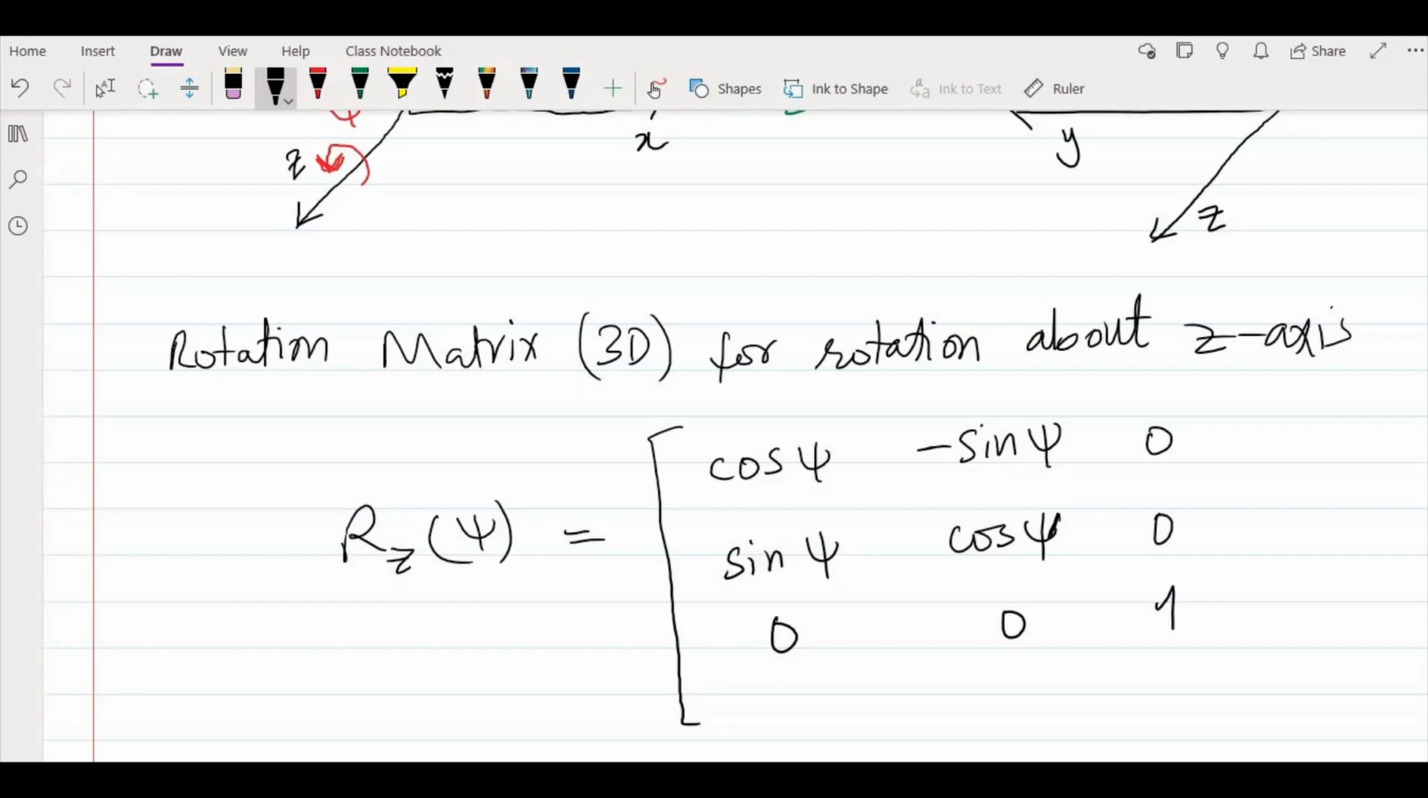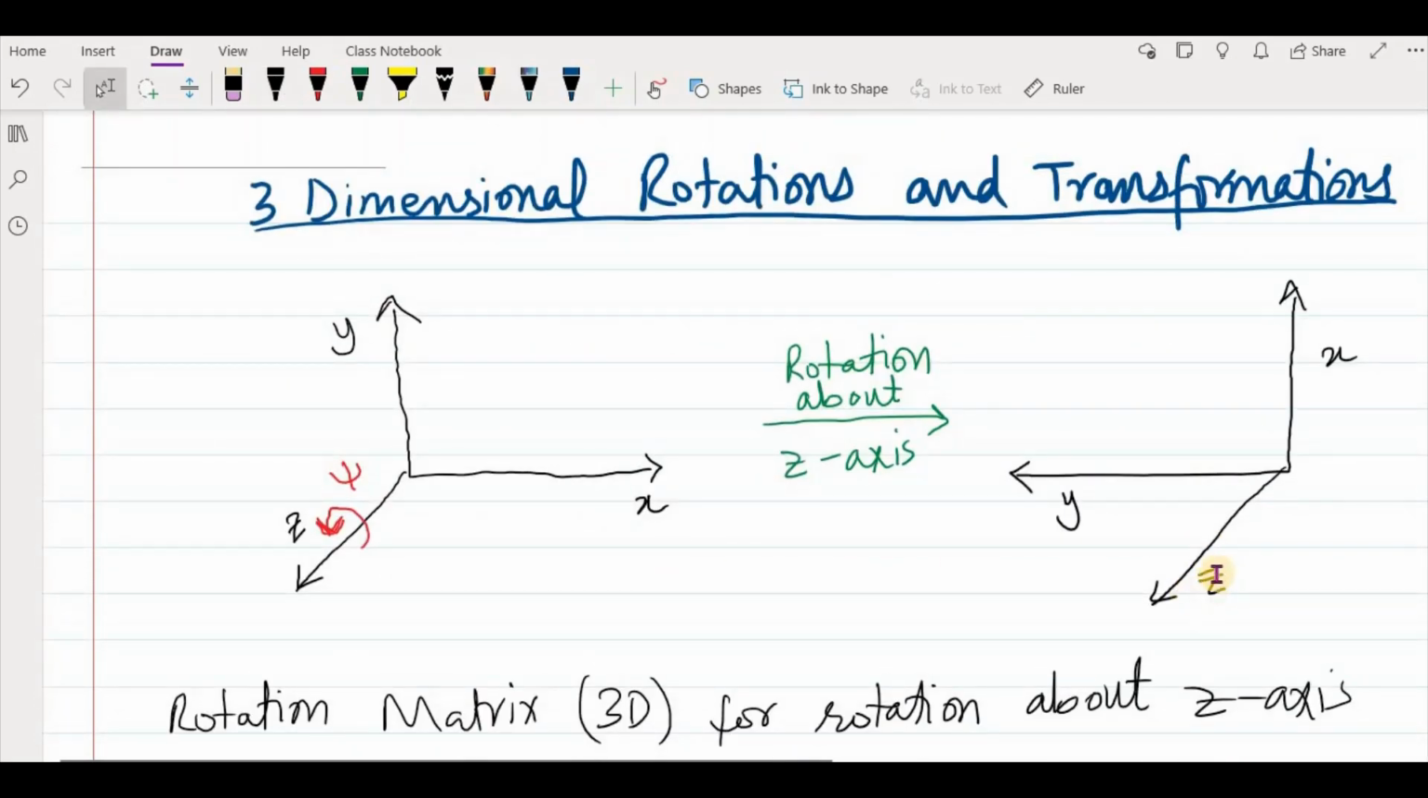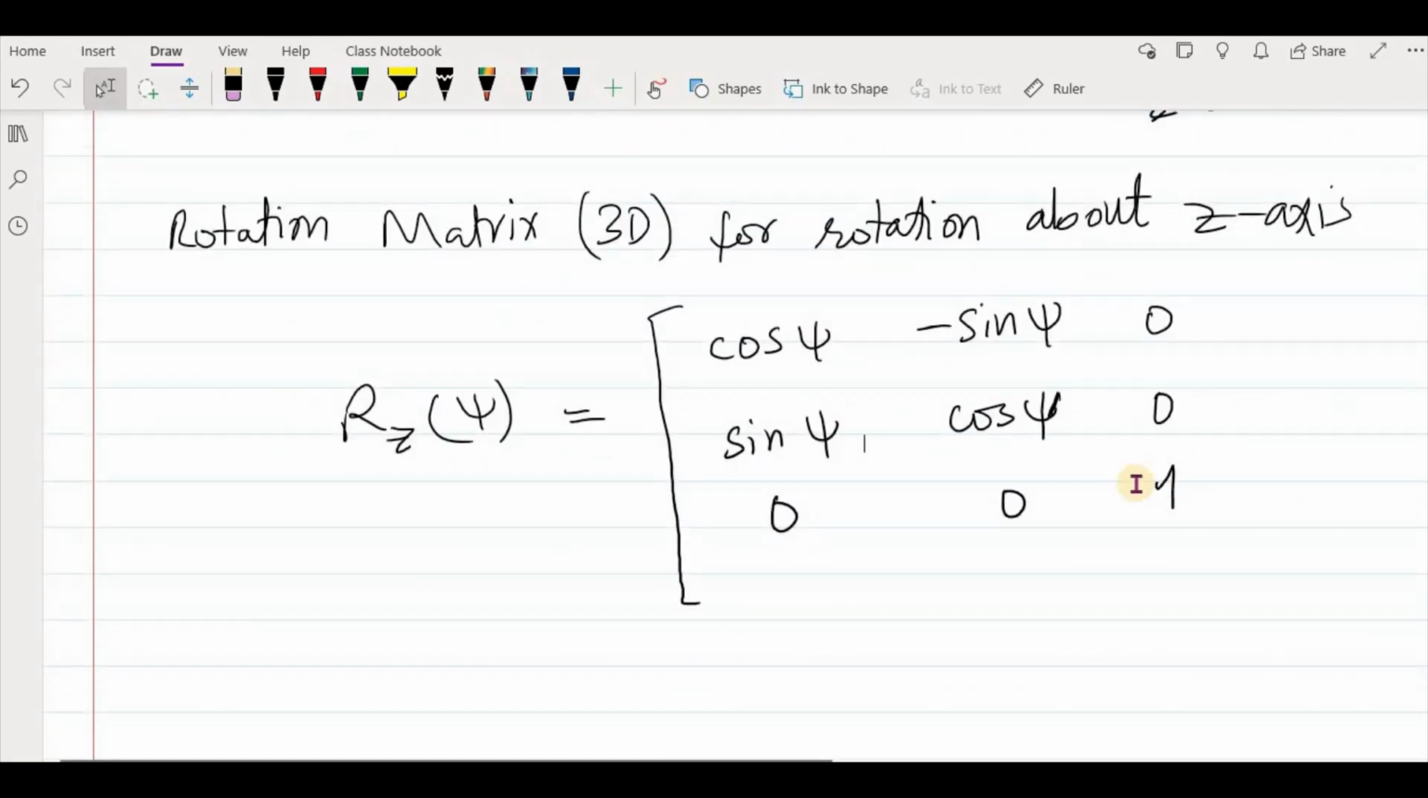And whenever the rotation is about z coordinate, it means that z-axis will not change. You see that it's the same in both of the figures. The direction is the same. Only the x and y coordinates, their position and orientation has been changed. So that's what we are doing here. We have a matrix here, and the x and y components are changing with respect to the angle psi, but the z component is not changing, its value is 1.